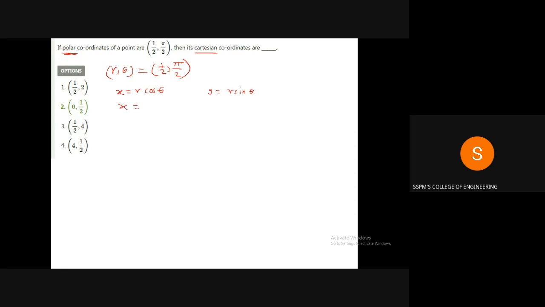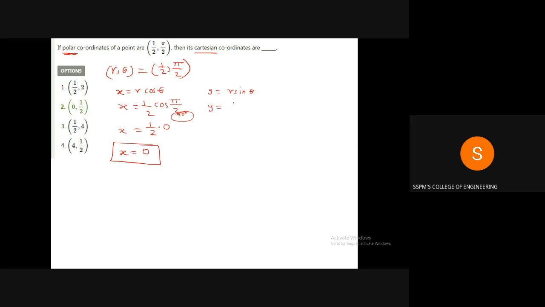Therefore x is equal to what? The value of r is half and theta is equal to pi by 2. So x equals half cos pi by 2. What is the value of cos pi by 2? Pi by 2 means 90 degrees. So cos 90 is equal to 0. So x is equal to 0.